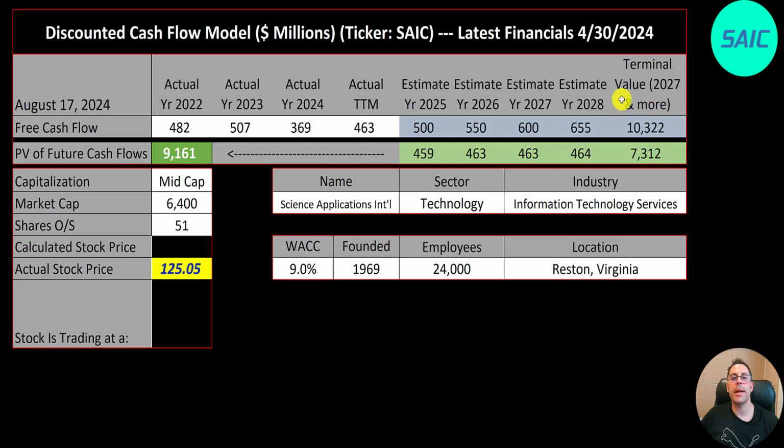We estimated 4 years of future free cash flows. We also estimated a terminal value to all cash flows past year 4, that's $10 billion. We discounted those numbers back to today using weighted average cost of capital. We get a value of the company of $9.2 billion. We divide that by 51 million shares. And we get a calculated stock price of $178. They're trading at $125, so they're trading at a 30% discount. It's a buy according to the model.